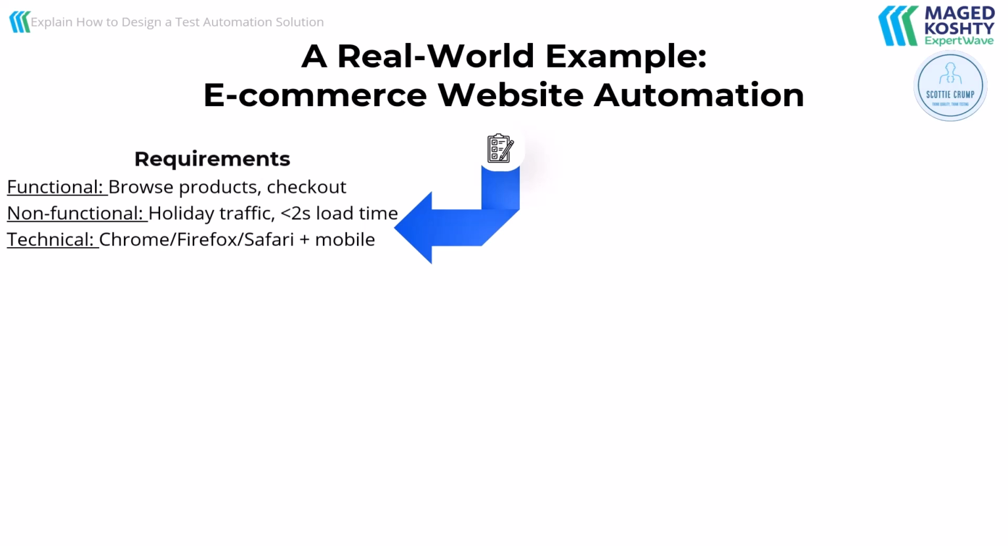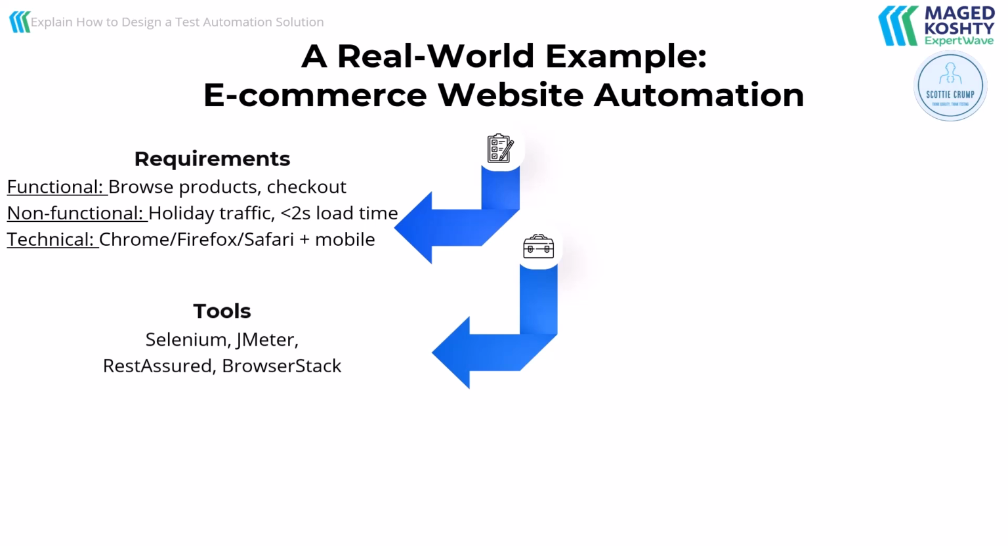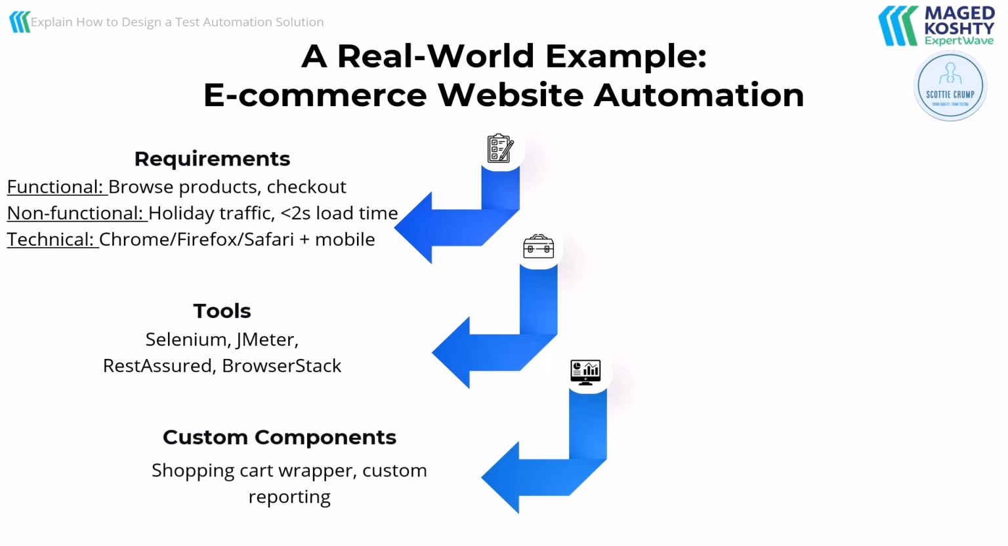Technical requirements. Compatible with Chrome, Firefox, and Safari. Responsive design for mobile. Tool selection. Selenium WebDriver for UI testing. JMeter for performance testing. Rest Assured for API testing. And BrowserStack for cross-browser testing. Custom components. A wrapper for the shopping cart functionality. Custom reporting that aggregates results across different test types.